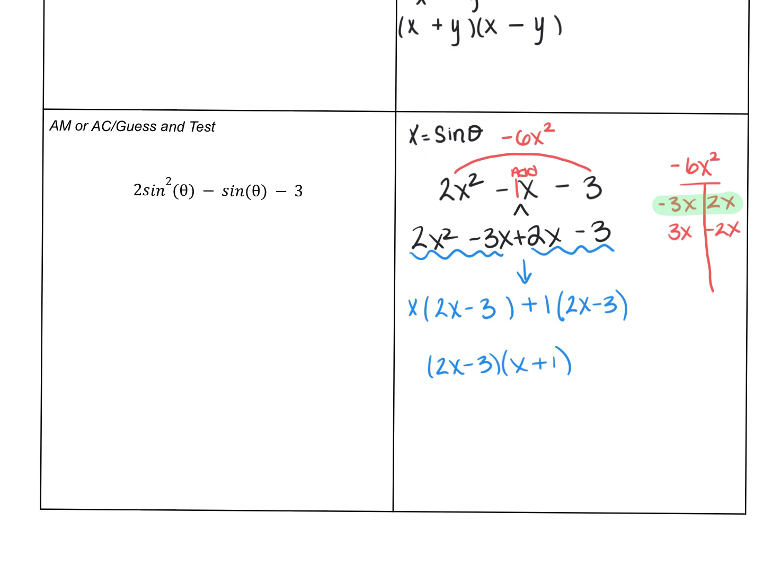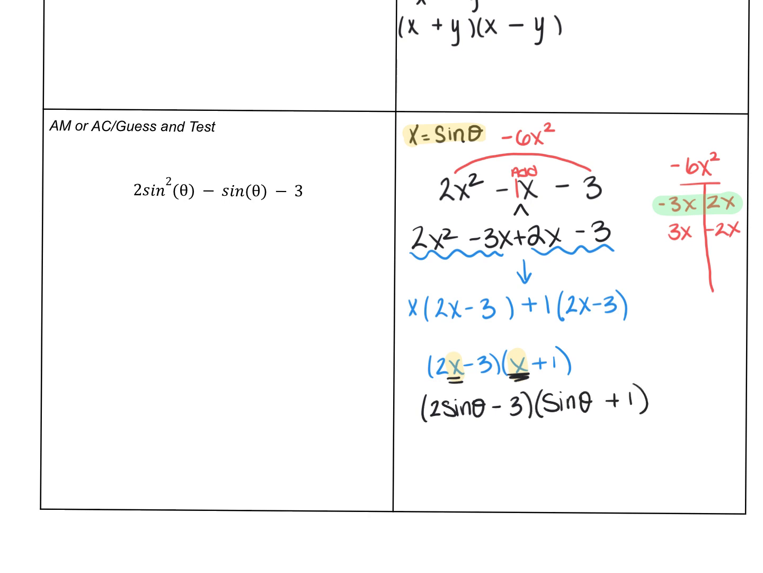Now, since I let x equal sine of theta, what I can do now is, in my answer for my factors, I can put my sine of theta back in. So everywhere I see an x, I'm going to put sine of theta. So 2, and then now we're going to do sine of theta. Then we'll bring down our minus 3. And then over here, our x was really sine of theta, and then plus 1.